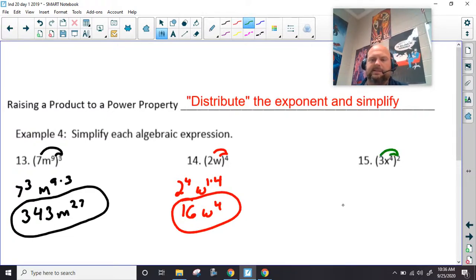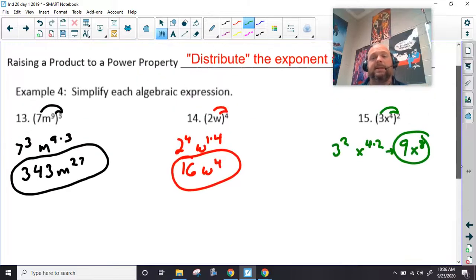And I'm squaring this. So 3 squared, x to the 4 times 2. This gives me 9, and then 4 times 2 is x to the 8th. All right, let me scroll down here and see if I have more problems. I don't. Okay, awesome.